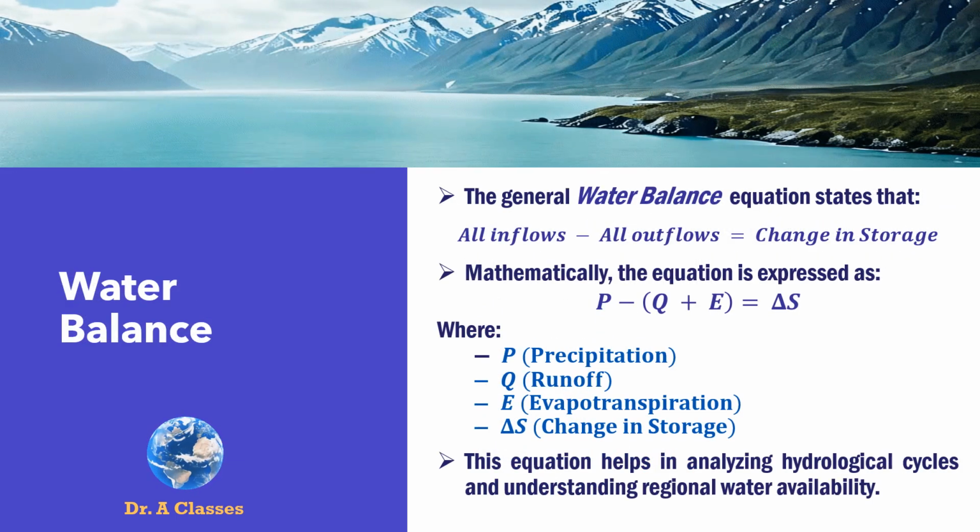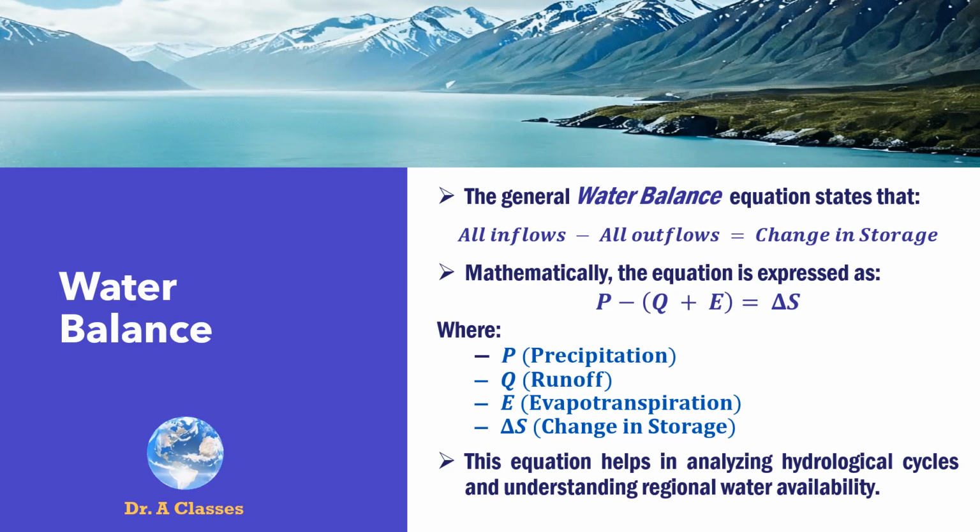Water balance refers to the equilibrium between water inputs, outputs, and storage within a given system, such as a watershed or a drainage basin. The general water balance equation states that all inflows minus all outflows is equal to the change in storage. This equation ensures that the total amount of water entering an area minus the total water leaving equals the change in water storage over a given time period.